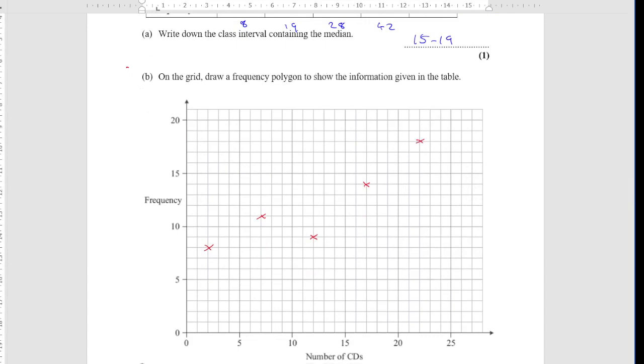Then I just need to join those points up with a straight line. So again, I'm using my plastic ruler on my laptop screen, so that's not overly steady, but you get the idea. I had sorted it so I could use a ruler on the screen, but my laptop's not letting me bring it at the moment. So there we go. That's going to be my frequency polygon.